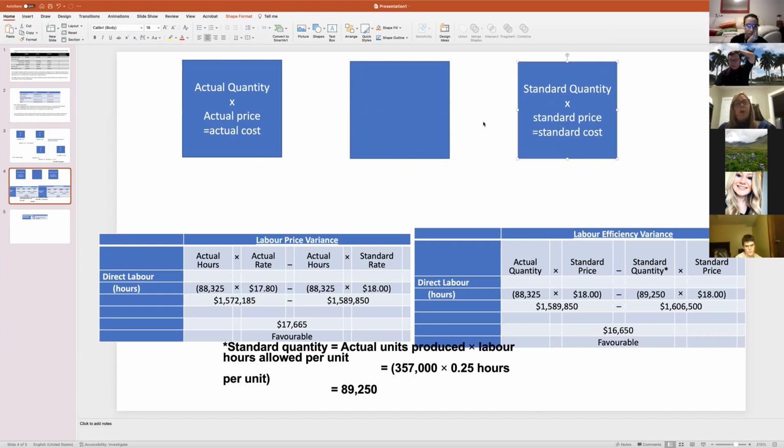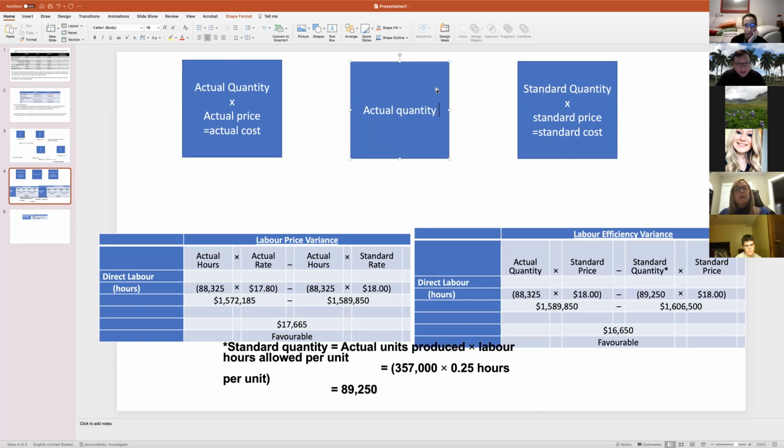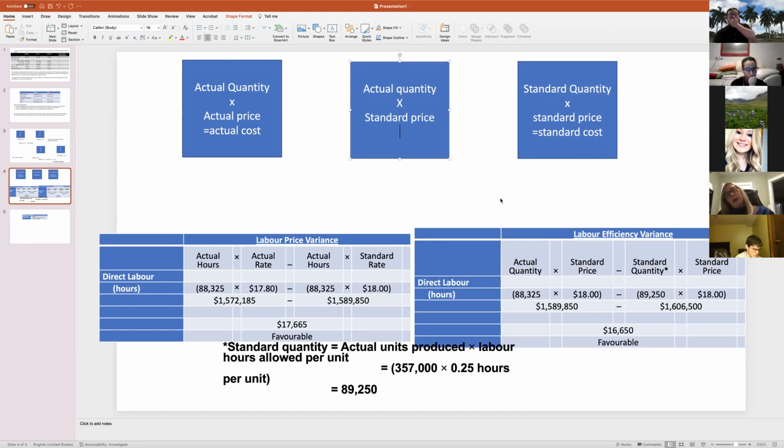Isabella? Isn't it actual quantity and standard price? Yeah, very good. Actual quantity times standard price. So that's what I want you to know, okay?